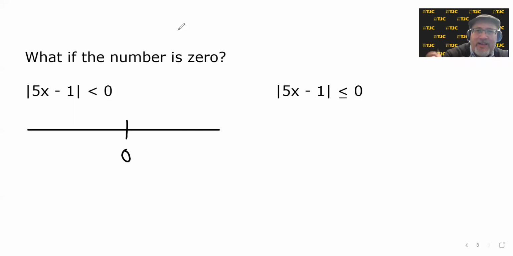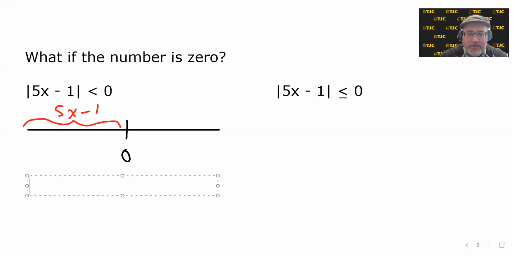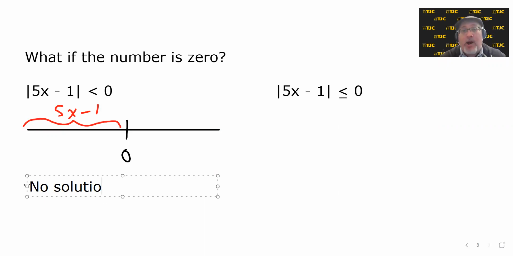Then we're saying that 5x minus 1 has to be over here, but not 0 because it's strictly less than. Well, the numbers that live to the left of 0 are all negative, and there's no way an absolute value can be negative. So in this particular instance, there would be no solution for the same reason as before. Absolute values can't be negative, and this would require it.